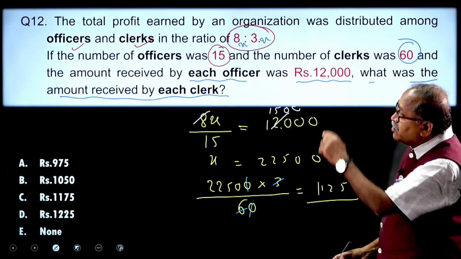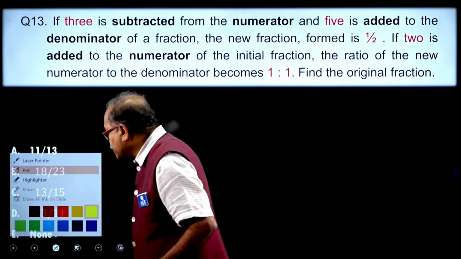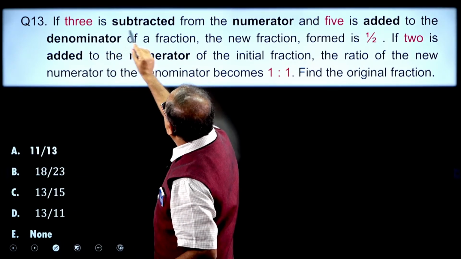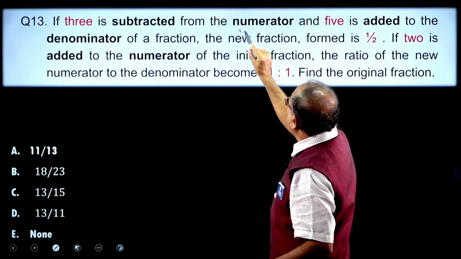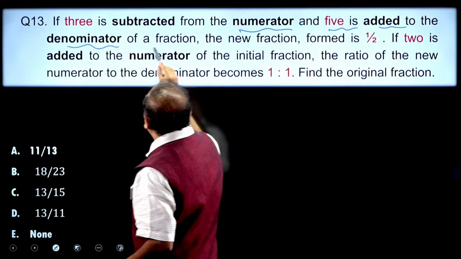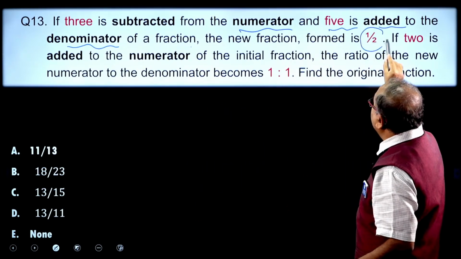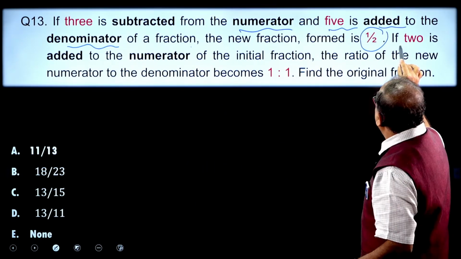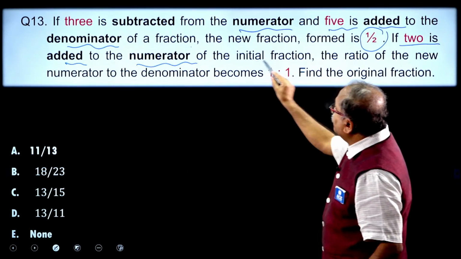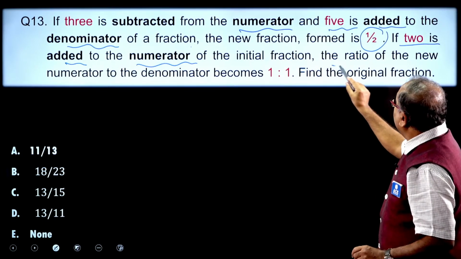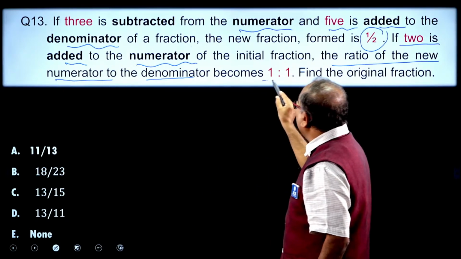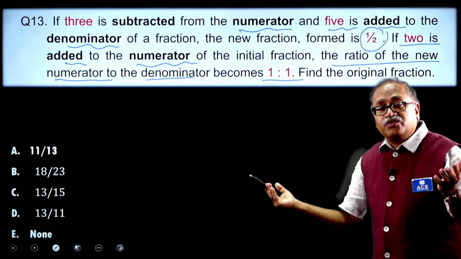Moving on to the next question, question number 13. Come on, my friends. If 3 is subtracted from the numerator and 5 is added to the denominator of a fraction, the new fraction becomes 1 by 2. If 2 is added to the numerator of the initial fraction, the ratio of the new numerator and denominator is 1:1, both will become equal.